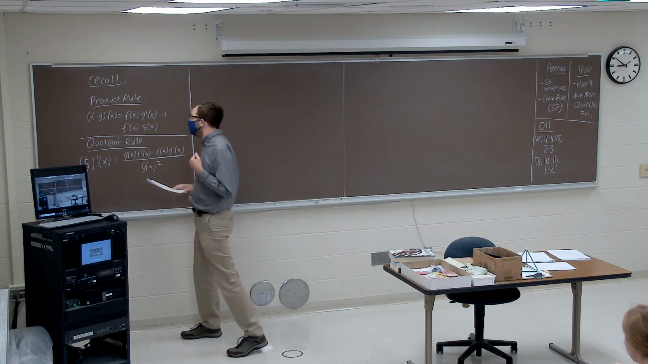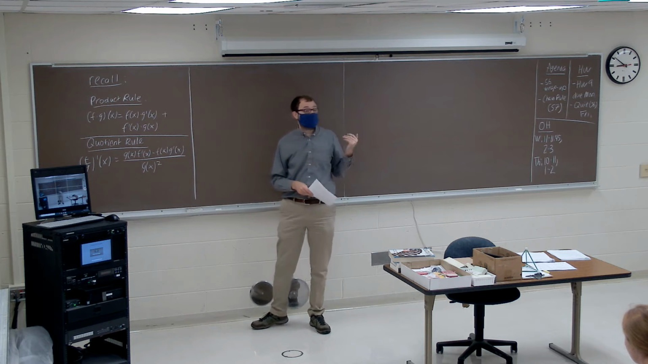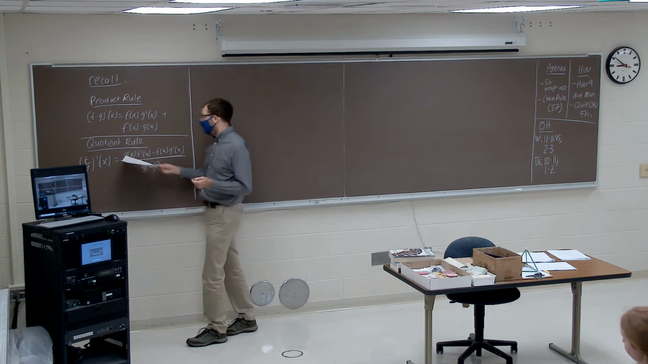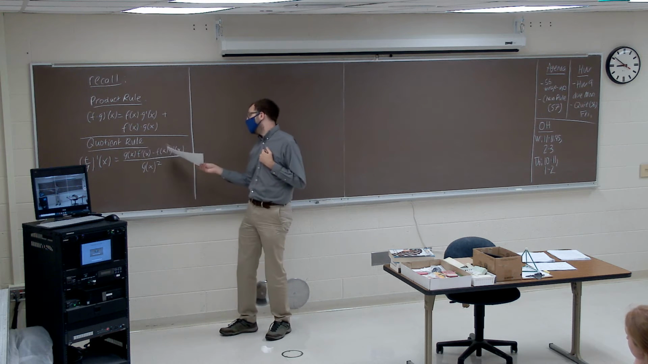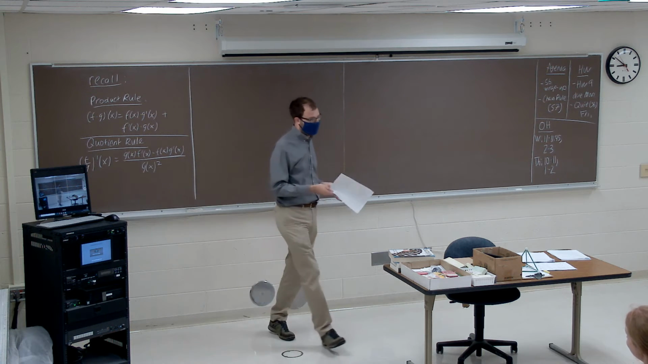And for the quotient rule, if you're taking a function f of x divided by g of x and you want to take the derivative of that, you've got to do low d high minus high d low, over low squared down below.